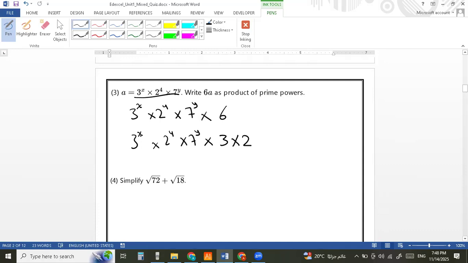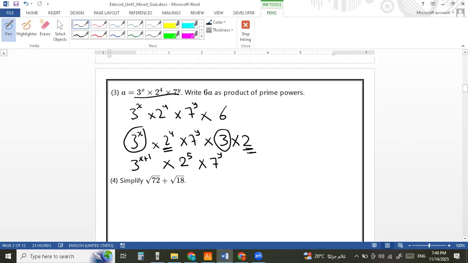So now I do 3 to the power of x times 3. What is it going to be? Add the powers, it is x plus 1. So 3 to the power of x plus 1, times the 2s. We need to multiply them. 2 to the power of 4 times 2 to the power of 1 is 2 to the power of 5. Now I have only 7 to the power of y left, so times 7 to the power of y. This is the final answer.